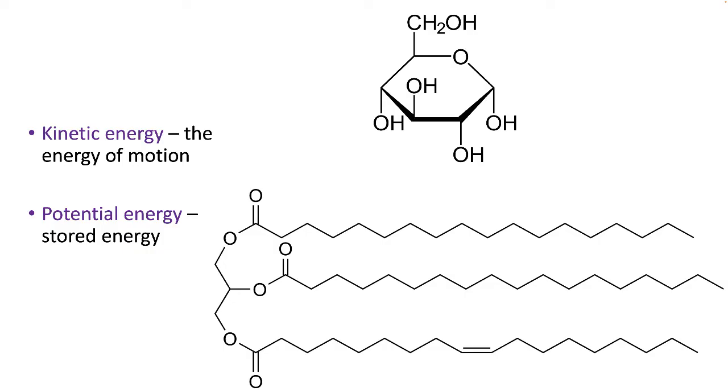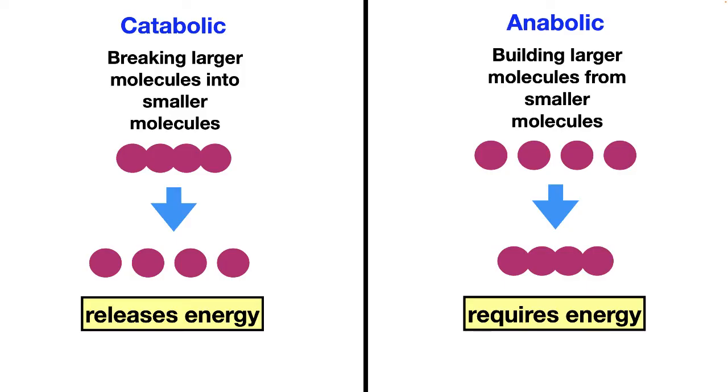Let's tie this concept to something we already know about in terms of metabolism. Recall catabolic versus anabolic reactions. Catabolic reactions are when we break a larger molecule into smaller molecules, and we've talked before about how they release energy. This is why, because we're breaking the chemical bonds in which energy is stored and releasing that energy. On the other hand, anabolic reactions are when smaller molecules are joined together to form larger molecules. These require energy to be put in because we're forming new chemical bonds.